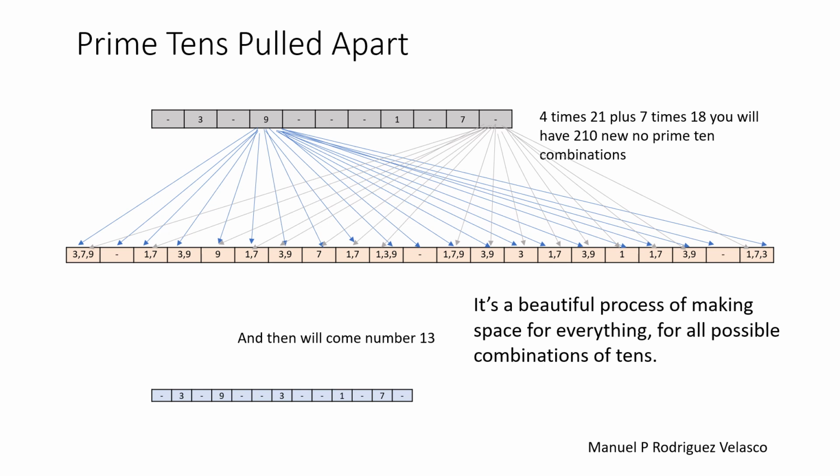But not only that, also the ones that are empty boxes in the cycle of 11, which are 7, are going to combine with the 18 non-empty boxes to form more non-empty boxes. So we will have 4 times 21 plus 7 times 18, a total of 210 non-empty boxes in the cycle of 3, 7, and 11.